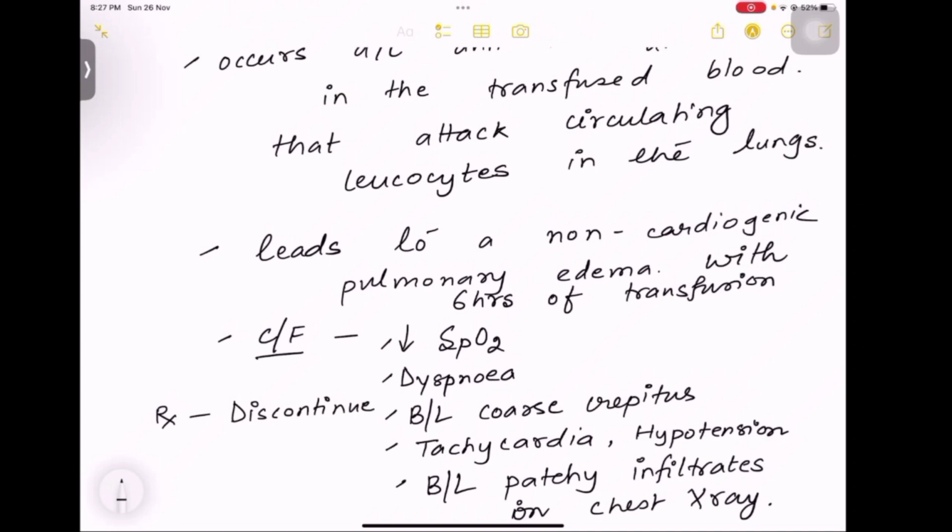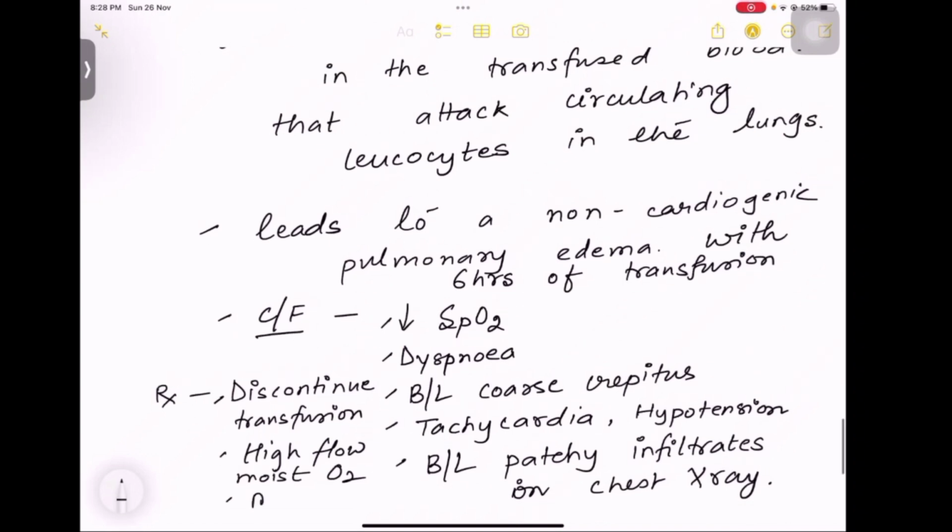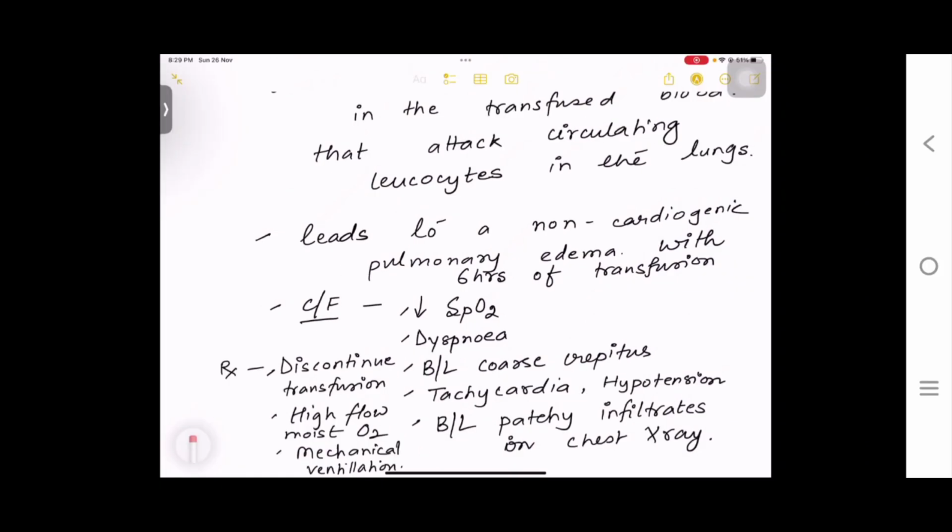How to treat these patients? You discontinue the blood transfusion. Only that can help in this condition. Also, you can give high flow moist oxygen because the patient is having respiratory difficulties. Lastly, if nothing works, you can put the patient on mechanical ventilation. This is the treatment for pulmonary edema that occurs in case of transfusion.